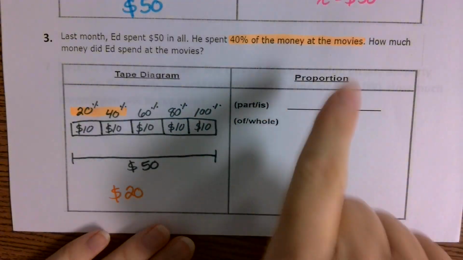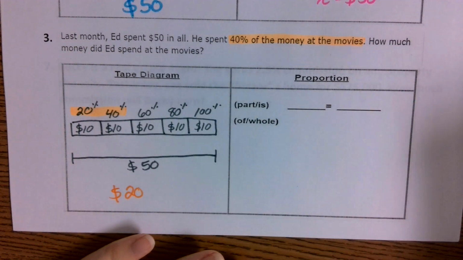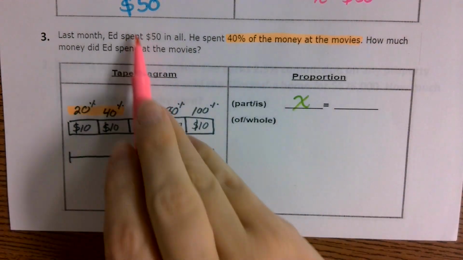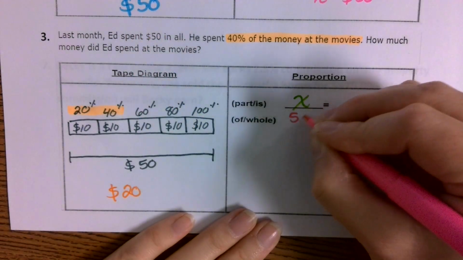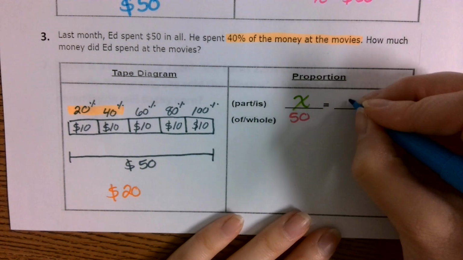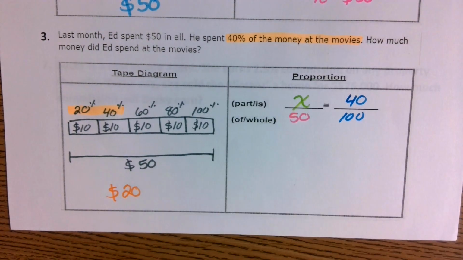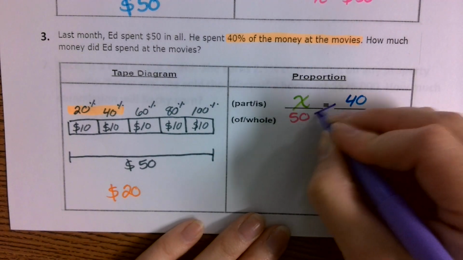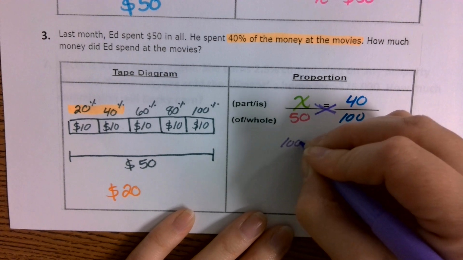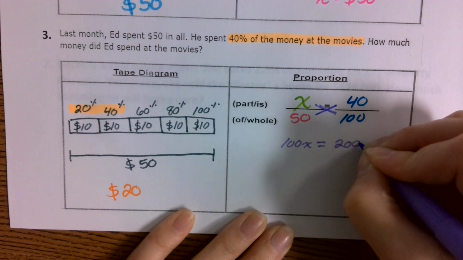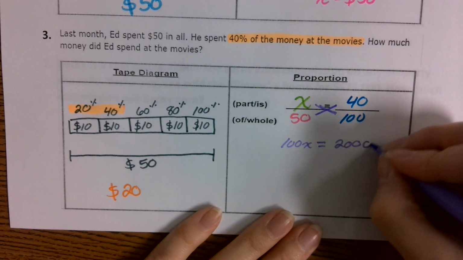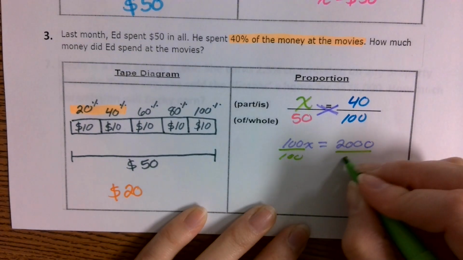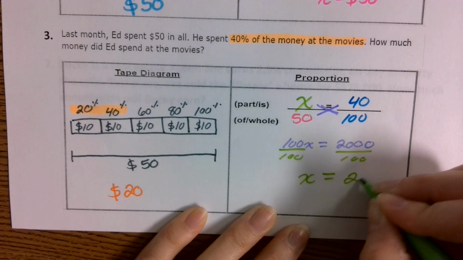Now, again, we could do this as a proportion. X is the value we're trying to find. We know he spent a total, or a whole, of 50. We know that we're trying to find 40% of that value. So we can do X over 50 equals 40 over 100 and do our cross product. That would give us 100X is equal to 2,000. And then we would just divide both sides by 100, and you would get X is equal to 20.